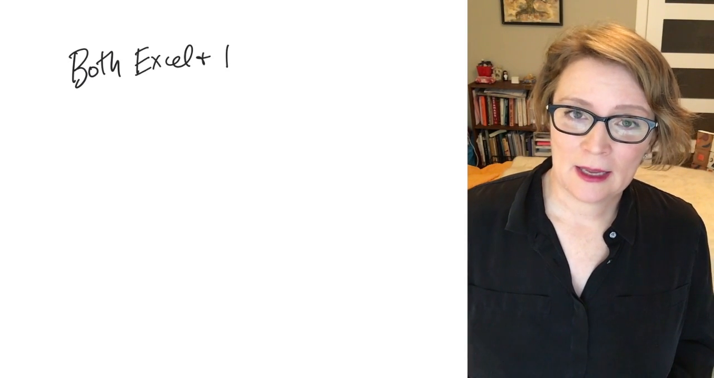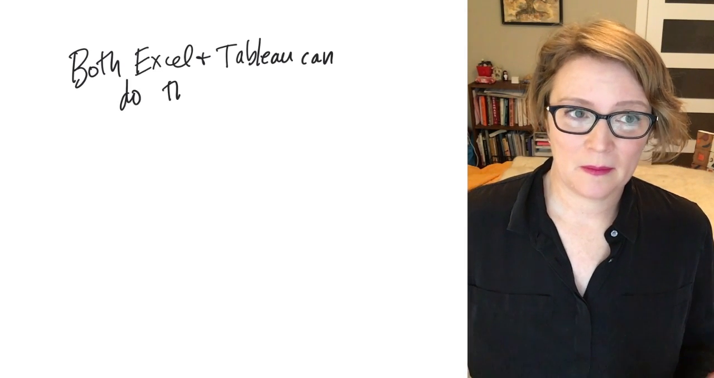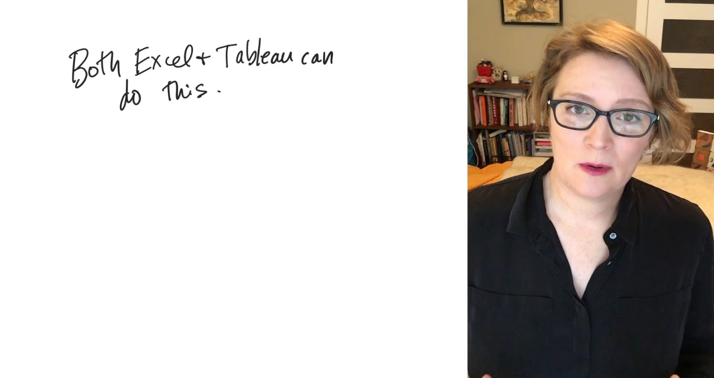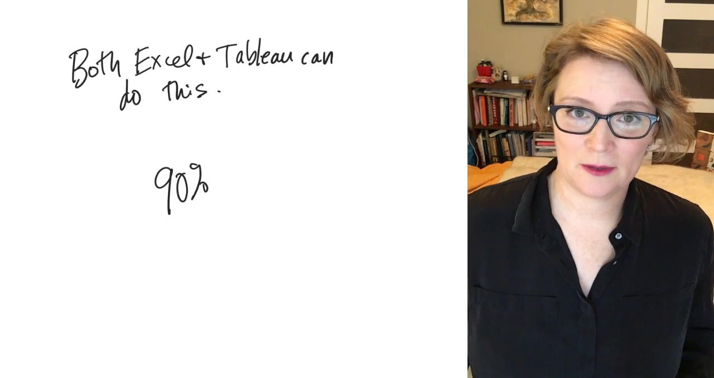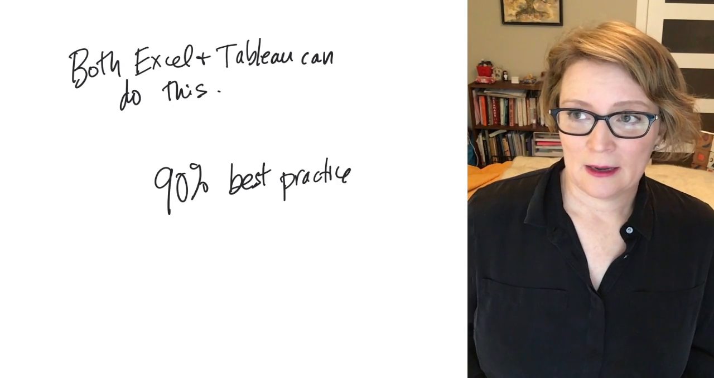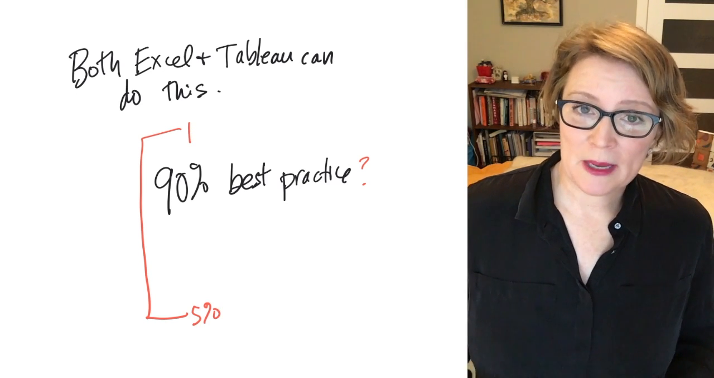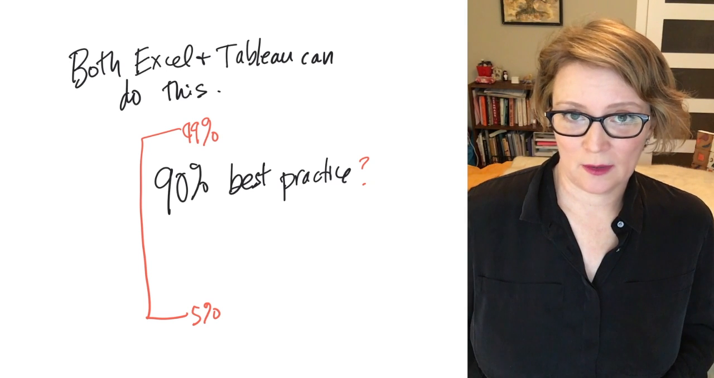Now, in terms of how to figure out how uncertain or certain you are, both Excel and Tableau can calculate confidence bands. The confidence band shows you how likely it is that the truth falls in those percentages. So a 90% confidence interval is kind of industry best practice in current data journalism. However, there's a very, very wide range, that's plus or minus a lot.